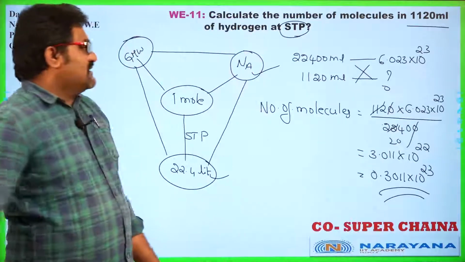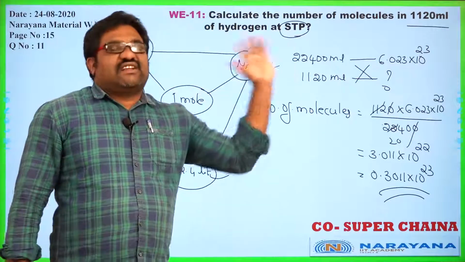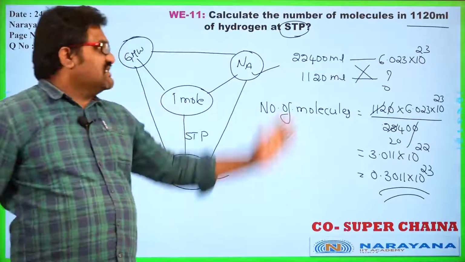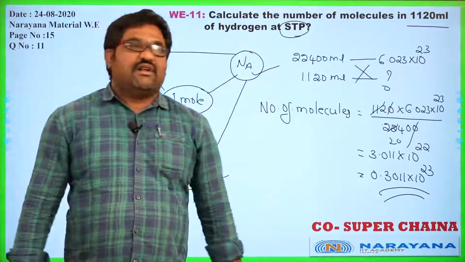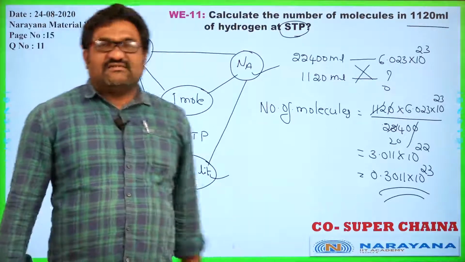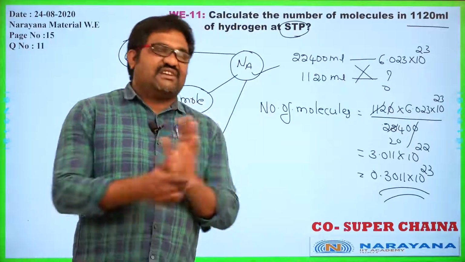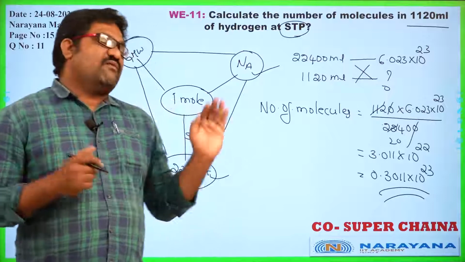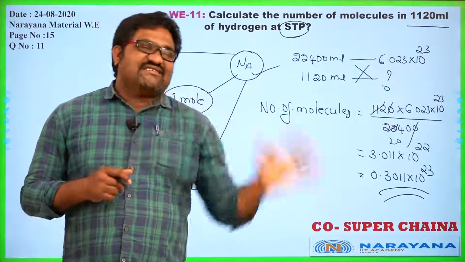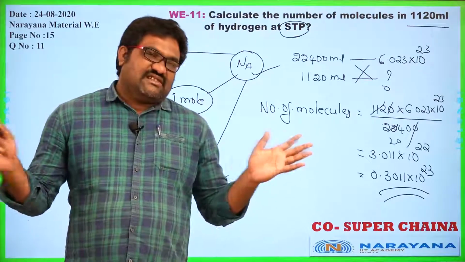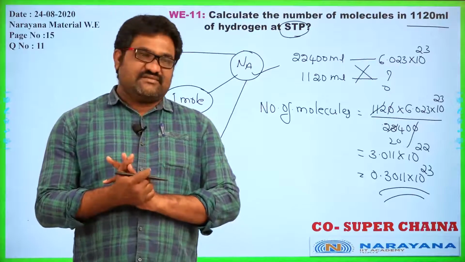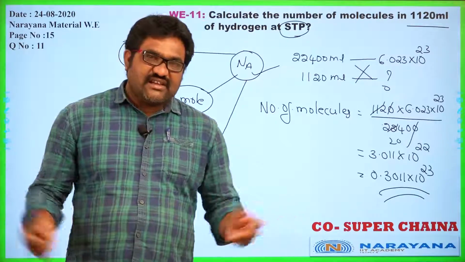Is it clear? So based on comparison like this, you can calculate the number of molecules present in that 1120 ml of hydrogen. Not only hydrogen, whatever it may be, at STP conditions, the volume of 1 mole of any gas is the same. That is nothing but 22.4 liters. Is it clear? Yeah. Let us go for the next question.